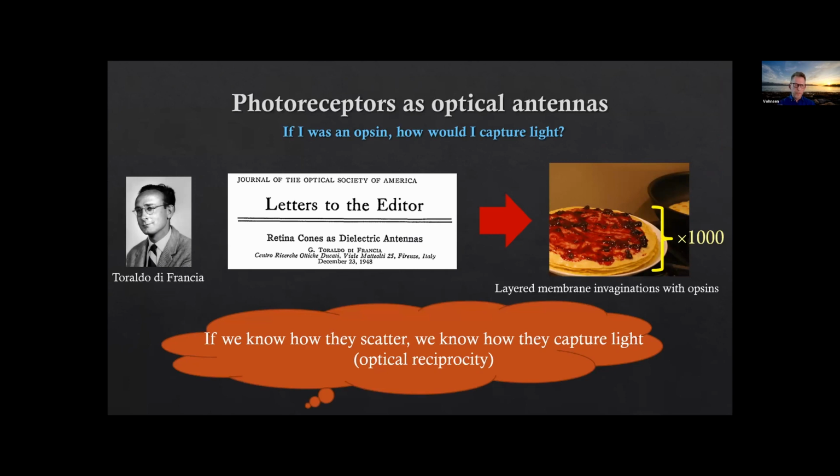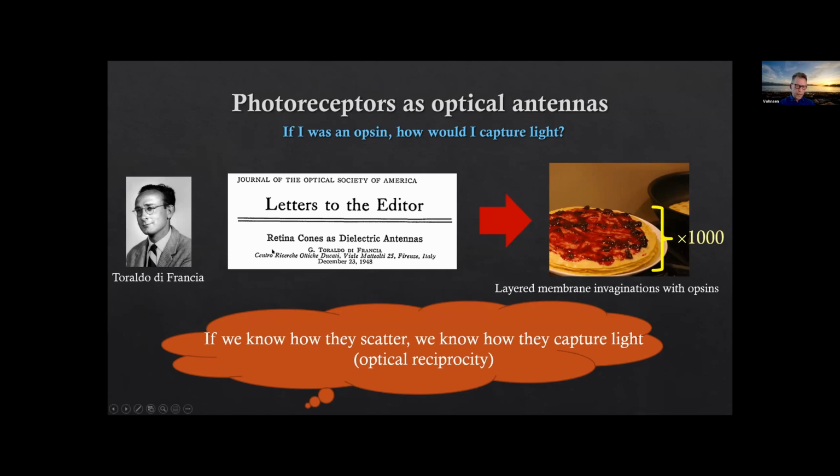So if you were an individual visual pigment, how would you like to be situated in the outer segment to capture the light? It's really like a stack of pancakes where you have pigments basically embedded in each layer. You have roughly 1,000 of these pancake layers. And if we know how these layers scatter the light, we also know how they would receive the light and how we perceive the light. This is using optical reciprocity.